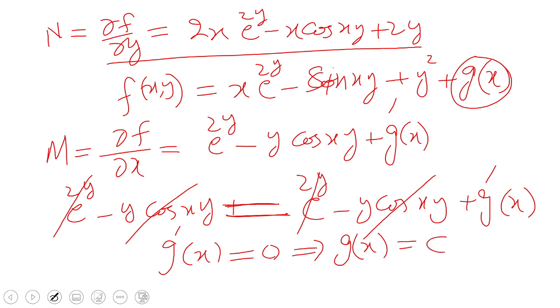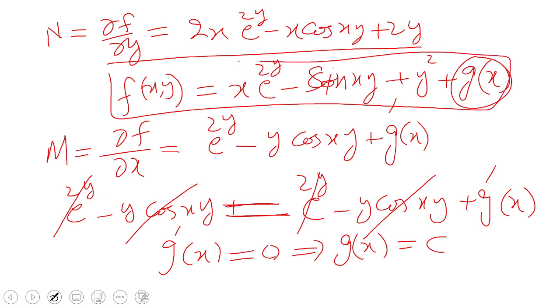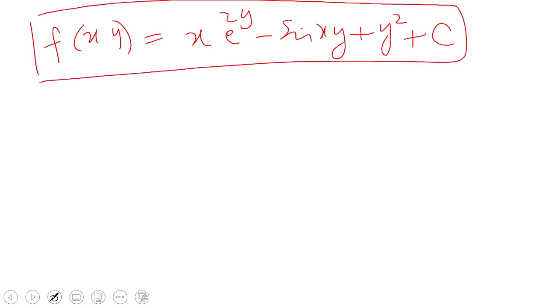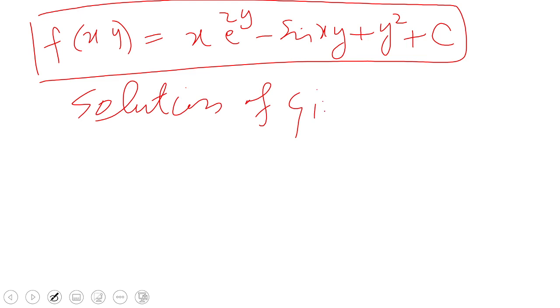So if I plug this g in this equation, I will get f of xy, and that is the solution. So f of xy is equal to x e^(2y) minus sine xy plus y square and plus some constant. This is the solution of the given differential equation. We see that the differential equation is highly nonlinear, but if it is exact, we have a procedure and we can solve that easily.